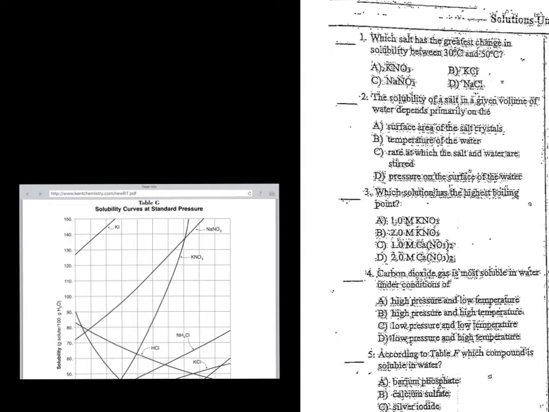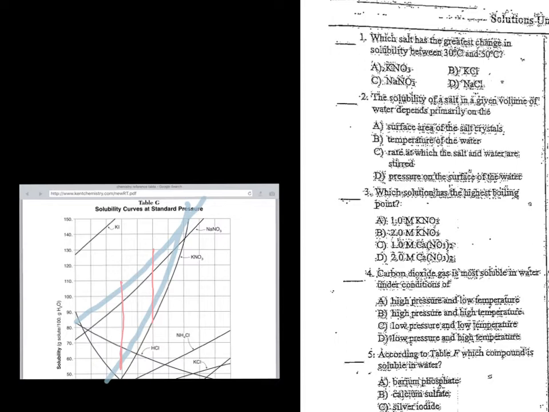Starting with number 1, we're going to use table G. Which salt has the greatest change in solubility between 30 and 50 degrees? So I'm going to mark up the lines here. If you look at our answer choices, looking at each of these lines, KNO3 and NaNO3 have pretty much the steepest lines. So let's highlight them over here and here. I'm going to mark up where 30 and 50 degrees are. So 30 degrees is about here, and 50 degrees is here, if I'm right.